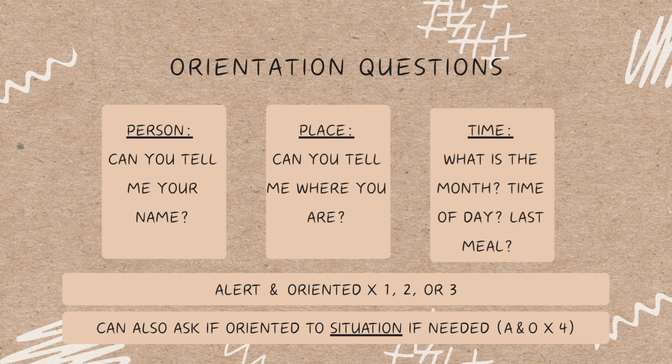When they answer all of these questions, we will determine whether they are alert and oriented times 1, answering 1 of them correct, times 2, answering 2, or times 3, answering 3 of them correct. We can also ask if they're oriented to situation if needed. If they answer that correctly, it would be alert and oriented times 4.